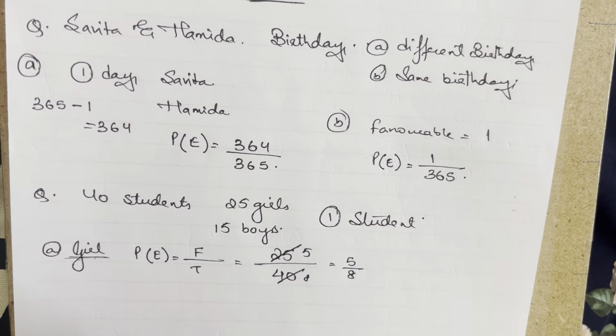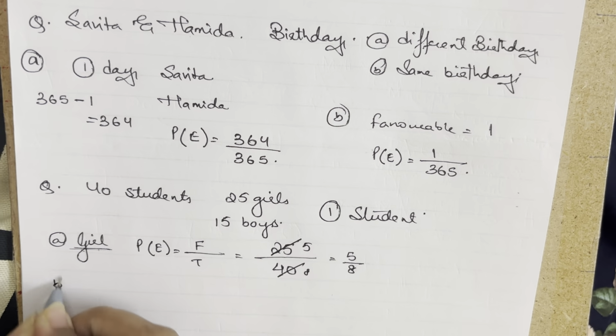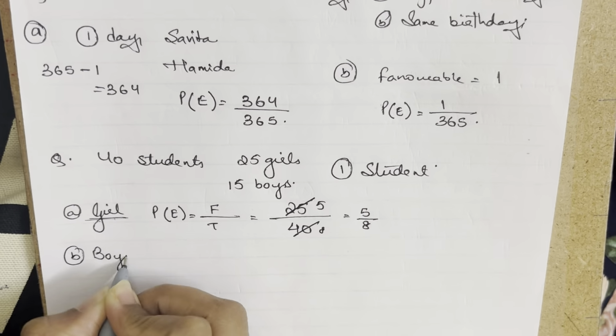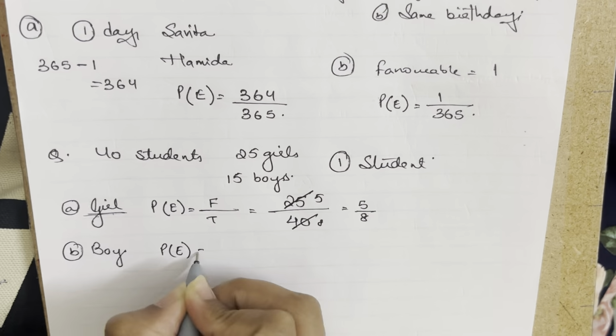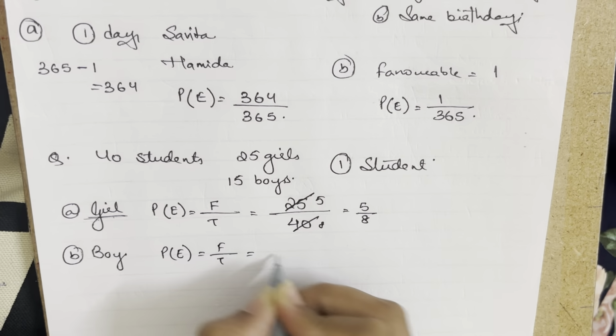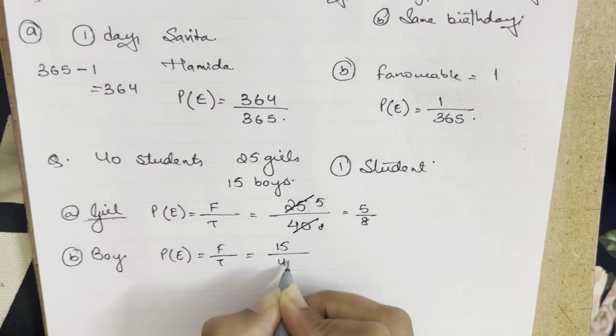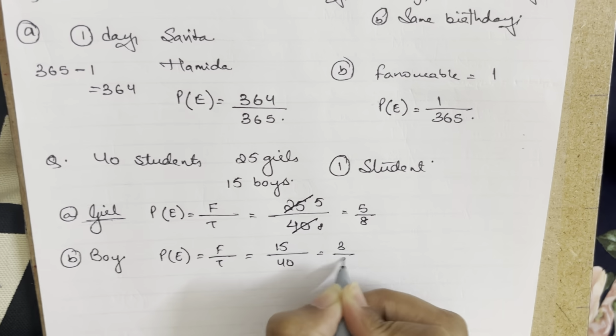Likewise, what is the probability that it is a boy? For the boy, there are two ways to do it. For the boy, the probability of the event is equal to favorable upon total, which is 15 upon the total 40, which becomes 3 upon 8.